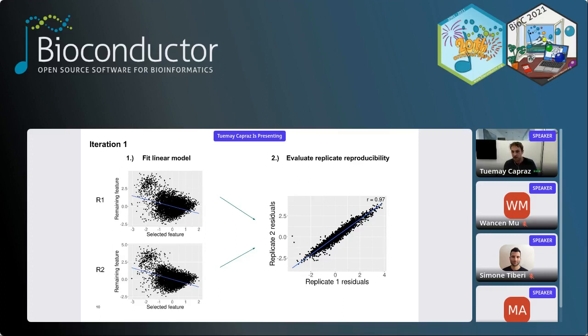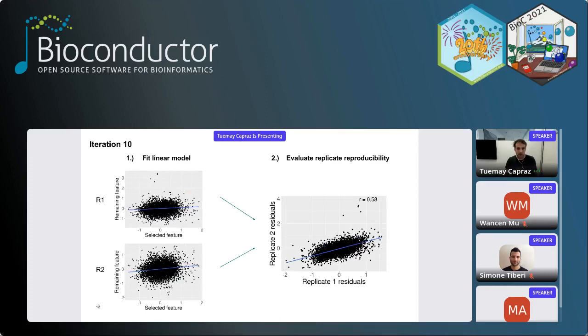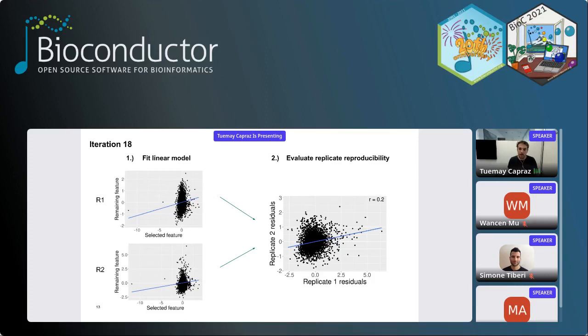The remaining signal is very well reproducible between the two replicates. We have a Pearson correlation of 0.97. In the fifth iteration, you can see this correlation becomes lower because you already projected out five features, but it is still quite high. In the 10th iteration, it becomes even lower. And finally, at the final iteration, 18, we can see that the residuals do not correlate very well with each other, and we just have these blobs centered around zero because we already projected out 18 features from the whole data set.